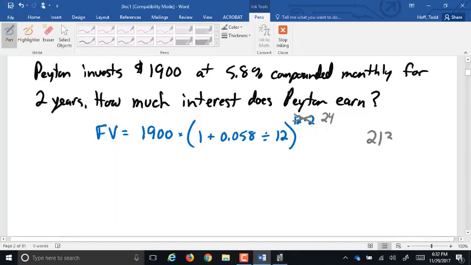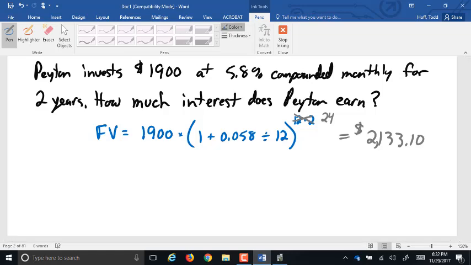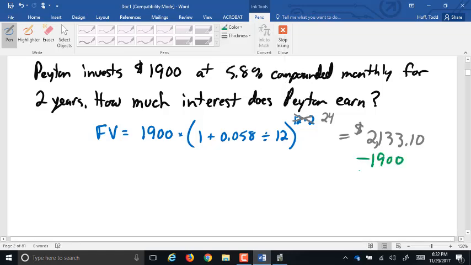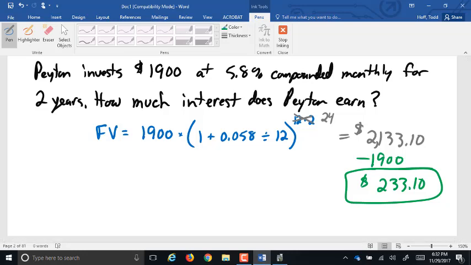2133.10. Of course, that's our answer, right? No, it's not. What do we still have to do? Subtract 1,900 to get $233.10 in interest. Any questions?